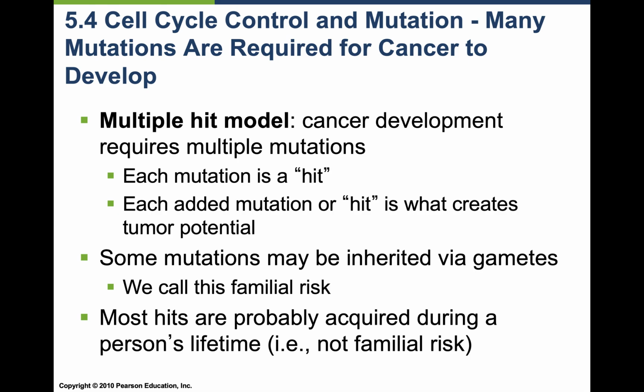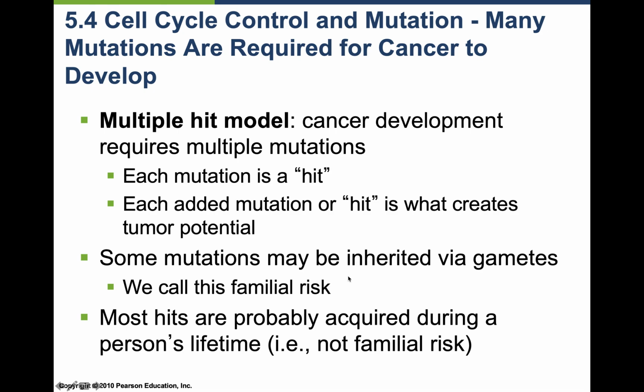So another thing to think about here is that not only does it require a lot for cancer to pass throughout the body, but it requires a lot for cancer to even start to develop. So there's this idea of the multiple hit model, where each mutation within your DNA can be considered a hit. And each added mutation or hit is what creates the tumor potential. Some mutations can be inherited via gametes, and those can cause cancer, although they're very rare. This is something you consider familial risk.